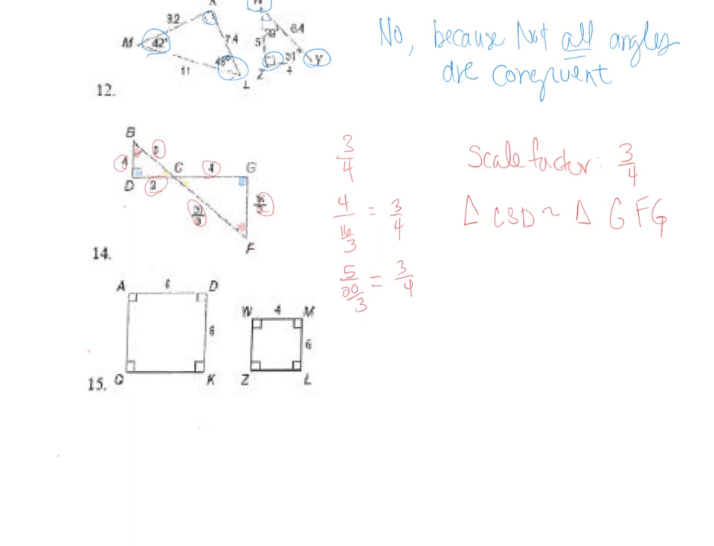If we look at the next one, number 15, all the angles are congruent, so that part is true. Let's look at the sides. If we look here, this is going to be 6 over 4, and that reduces to 3/2. This is going to be 8 over 6, which reduces to 4/3. And so therefore, no, those sides are not proportional, and so therefore the figures themselves are not similar.